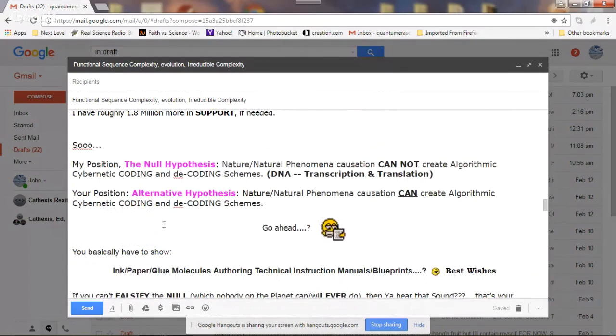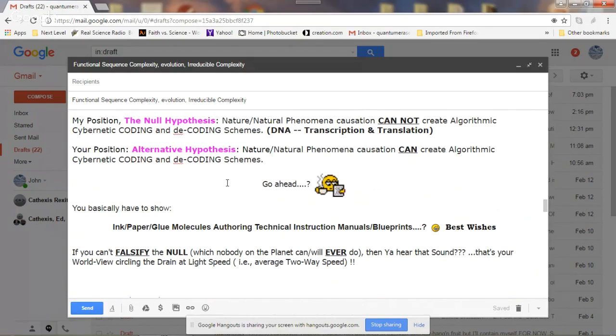So, the null hypothesis again: nature, natural phenomena, causation cannot create algorithmic, cybernetic coding and decoding schemes. If you're on the opposite position, you have the alternative hypothesis: nature or natural phenomena causation can create algorithmic, cybernetic coding and decoding schemes. So go ahead. We'll be waiting.